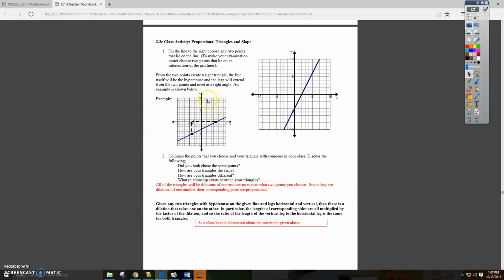So as we look here, it says number 1, on the line to the right, choose any 2 points that lie on the line. Let's go ahead here and find one, maybe the one that goes through right here. If I keep following this up, maybe another one goes through here. There's several. In fact, I may just draw a few just to help us out here. I don't know if you can see these ones. I need to make my dot bigger here.